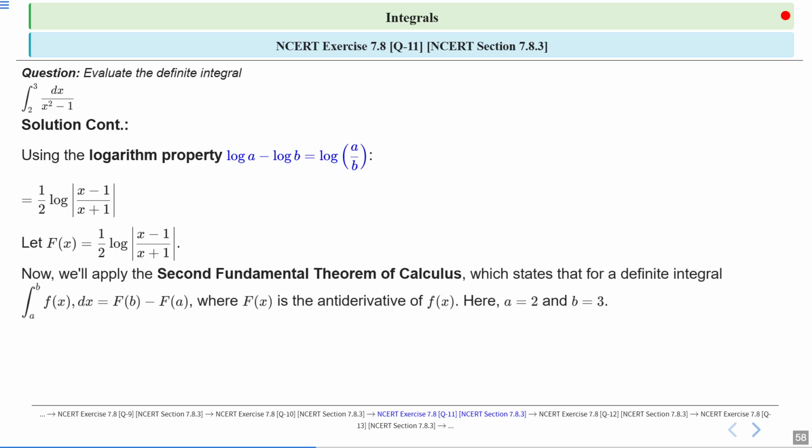So now we apply the second fundamental theorem of calculus, which states that the value of the definite integral from a to b of f x dx is capital F b minus capital F a. Here the value of a, that is the lower limit, is 2 and the upper limit is 3. So now we find the value of F3 and F2. So my definite integral becomes I is equal to capital F3 minus capital F2.